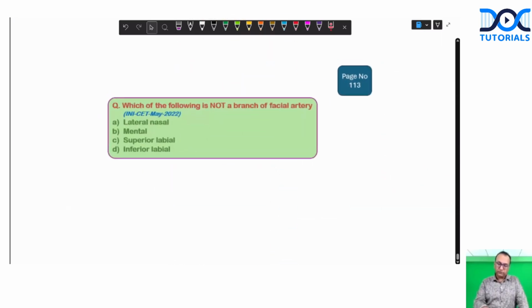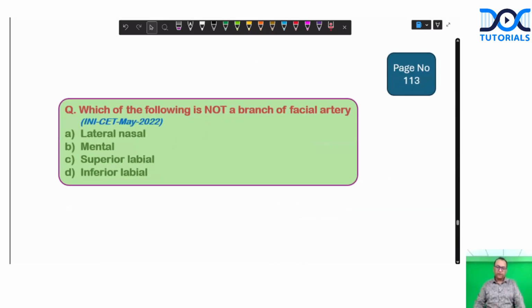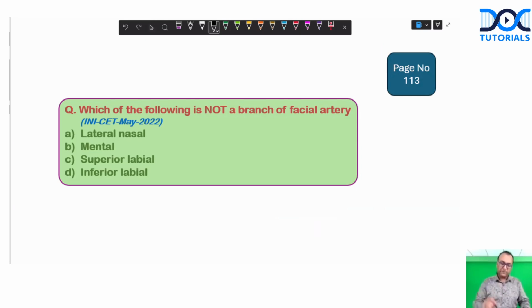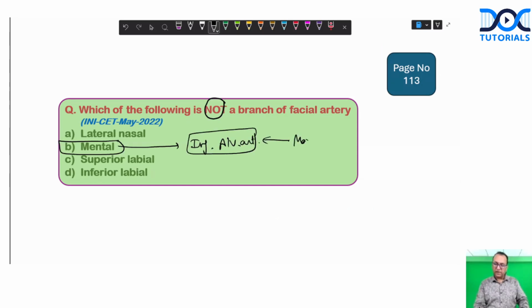you look at this question, which is not a branch of facial artery, page number 113. As you look at this question, you already have discussed the detail. It is asking what is not a branch of facial artery. You say it is the mental artery, because the mental artery is a branch of the inferior alveolar artery, which itself is a branch of the maxillary artery. So the maxillary artery will give this and it will give this. So that is the answer.